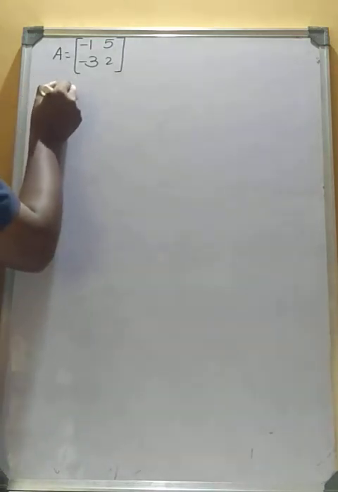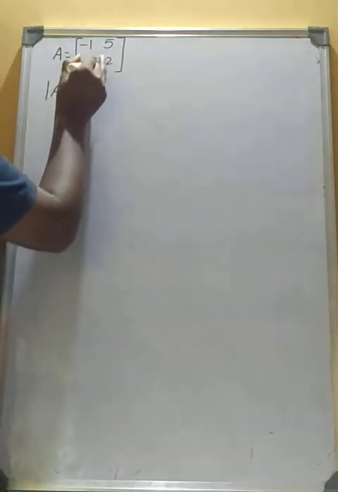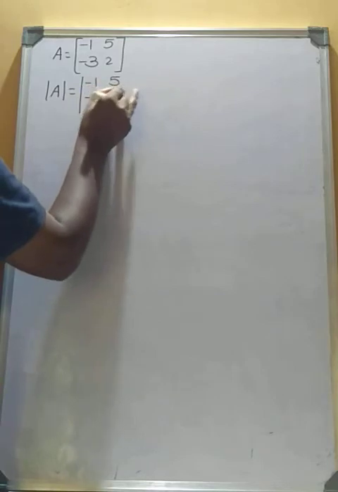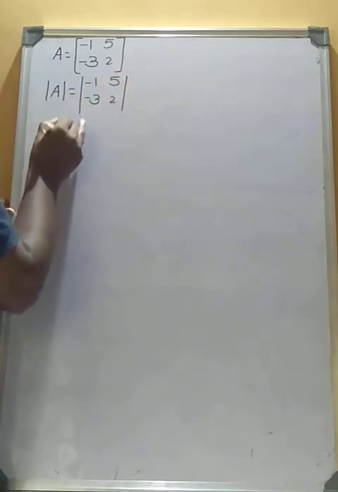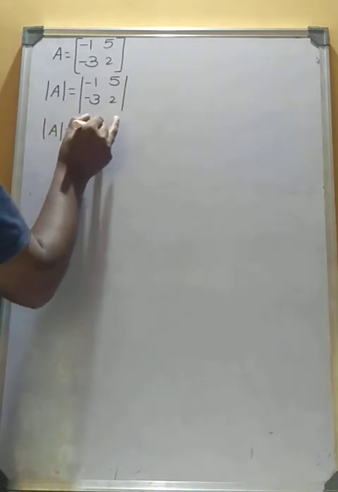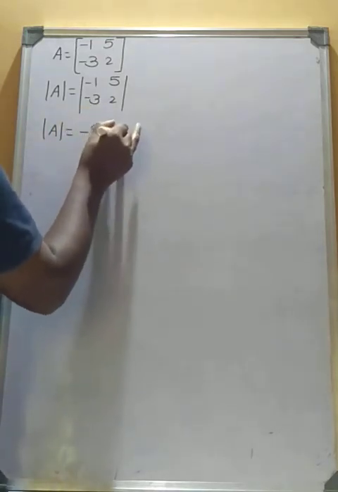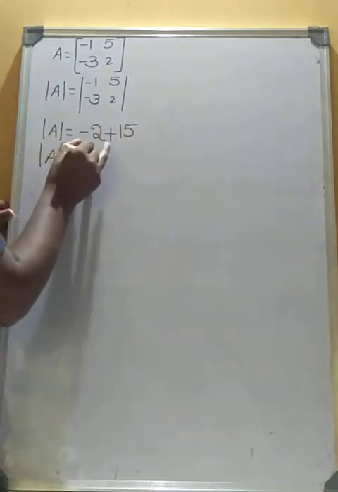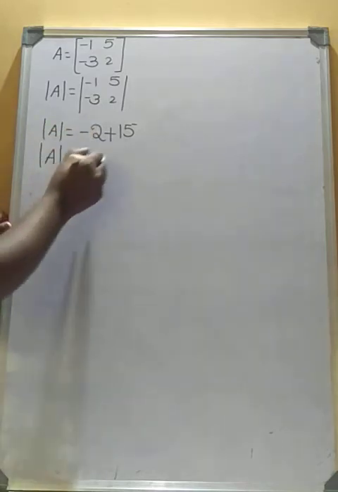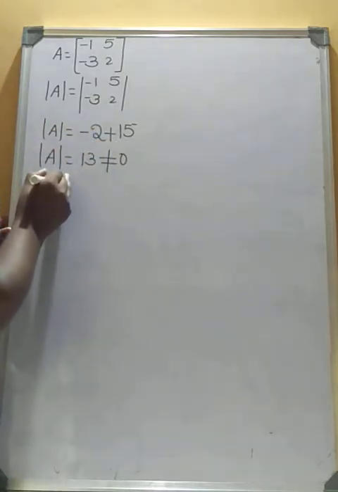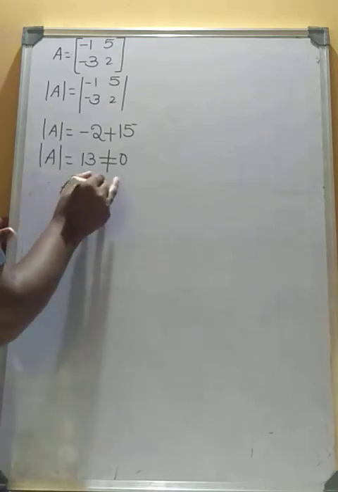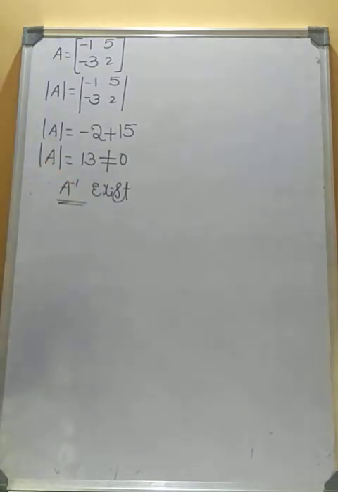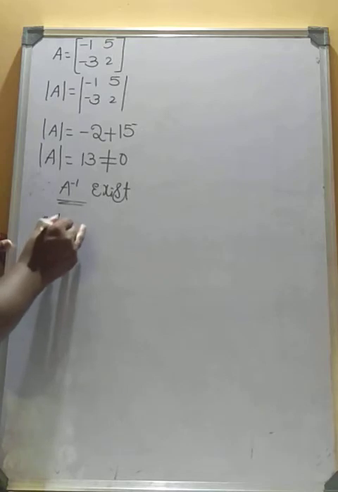So first find the determinant of A, which is the determinant of minus 1, 5, minus 3, 2. Therefore determinant of A equals minus 2, and minus into minus becomes plus 15. Therefore determinant of A equals 13. Plus 13 is not equal to 0, therefore A inverse exists. And now find adjoint A.